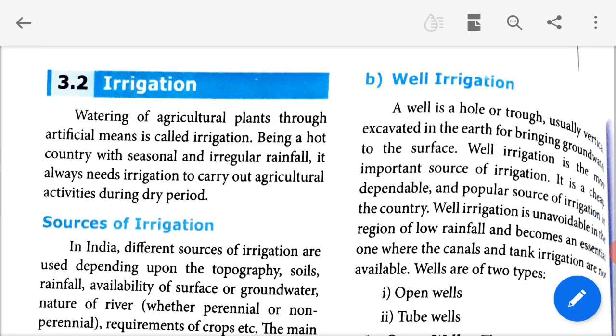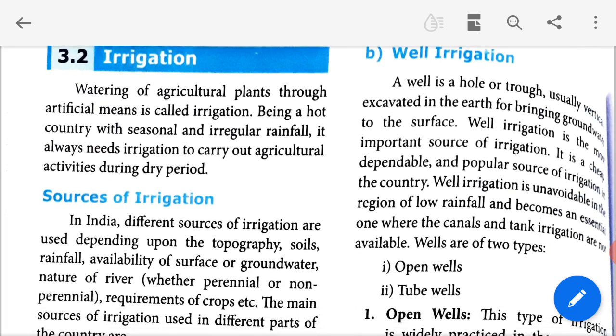Here we will be learning about irrigation, types of irrigation. Watering of agricultural plants through artificial means is called irrigation. Plants should be watered, and when they get water by rain, that is natural means. When you water plants artificially, it is called irrigation.